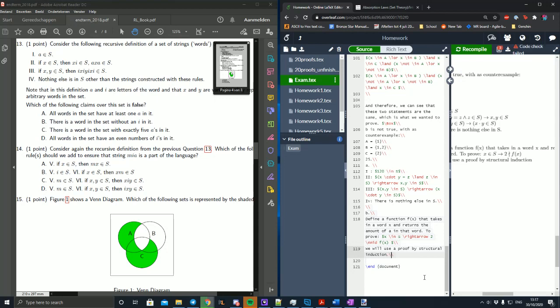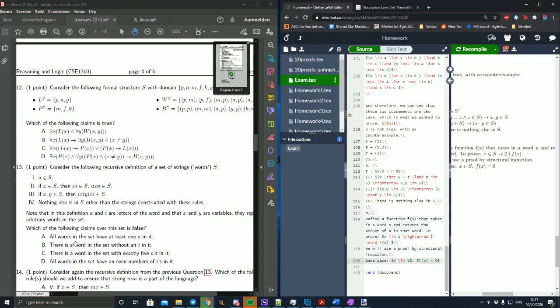Okay. We will use a proof by structural induction. Base case: x in S. So we insert that into our formula. So we say f of x is equal to f of... Good. Yeah, f of x, let's just do that. I was looking at this one, I should be looking at this one. A is in S. f of A is equal to 1, which is odd, and therefore the base case holds. Induction hypothesis.